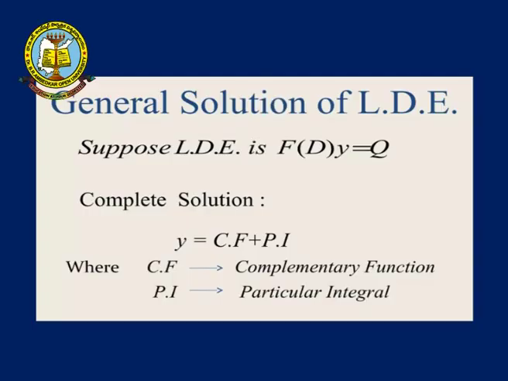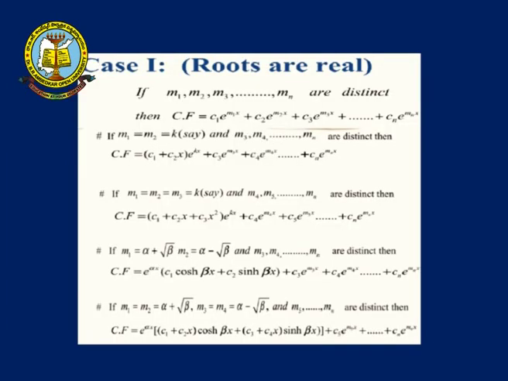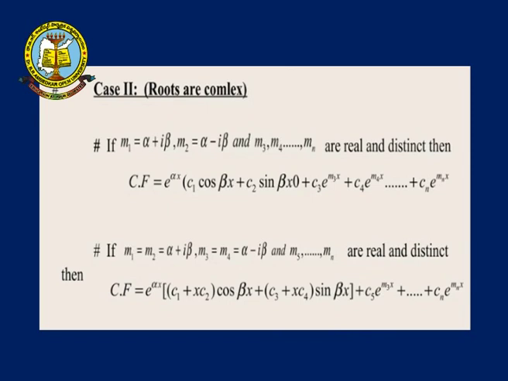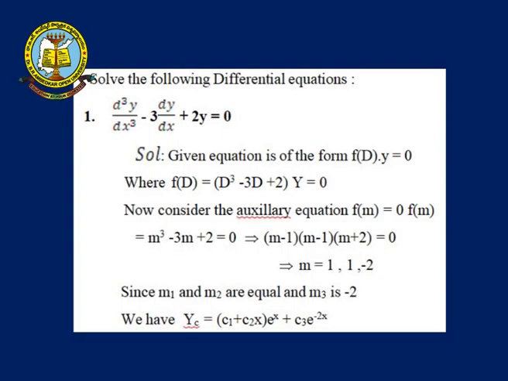Now the general solution means the complementary function plus the particular integral. Here, for the complementary function, f of D into y equal to 0, the left side term will give the complementary solution. We write the auxiliary equation f of m equal to 0. After writing the auxiliary equation we find the roots m1, m2, and so on up to mn. Here we have n roots. Then the roots may be real and distinct, real and equal, or complex. In this way we have various cases, such as complex in one case and real and distinct in another. In this way we can identify the solution, which we studied in the previous unit; the same process identifies the complementary solution.